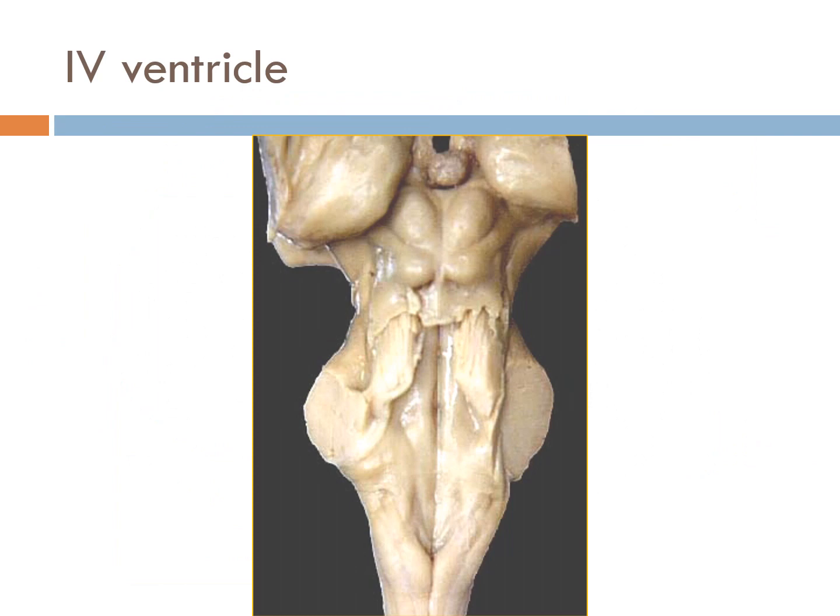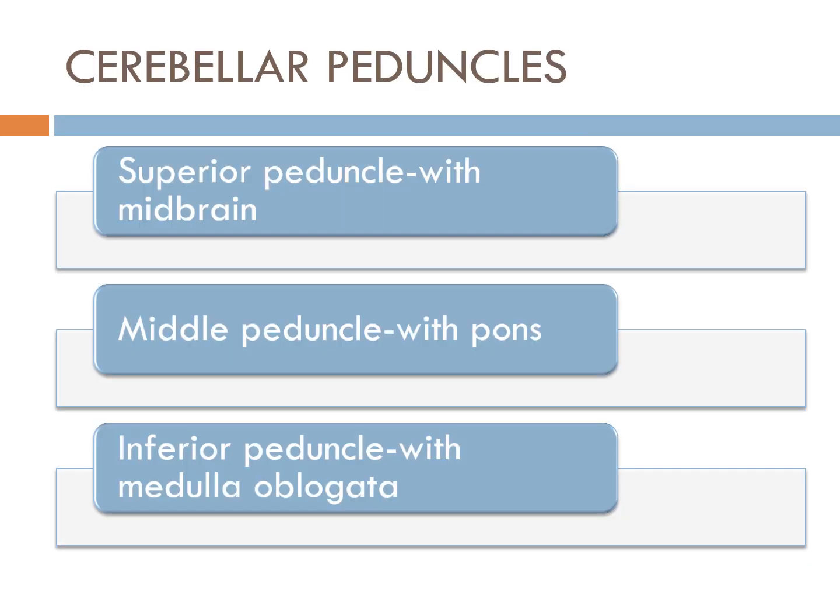This is the floor of the fourth ventricle. We have already seen it in the class on the medulla oblongata and the pons. Here the cerebellum is removed. So this cerebellum is separated from the pons and medulla by this cavity. This cavity is the fourth ventricle. So we have introduced the cerebellum.